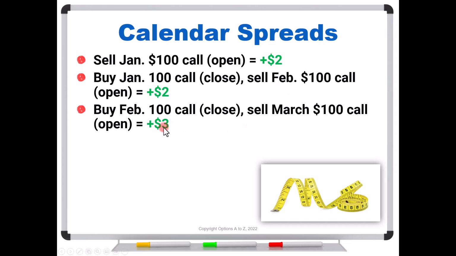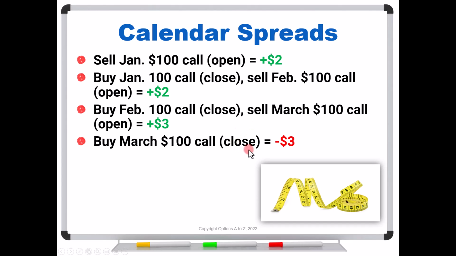So right now we have a credit of 3 and 2 is 5 plus 2 is 7, but we're short this position. We're not out of it yet. We either have to wait for it to expire worthless or buy it back. And if we buy it back, that's going to be subtracted from this $7 credit. So let's say that you buy the March $100 call to close. That's closing this trade out right here, and maybe you spend $3 for it. So now we have 2, 4, 7, but in order to get completely out of it, we had to spend this 3. So 7 minus 3 is 4. We ended up with a net credit of 4 through all of these trades.